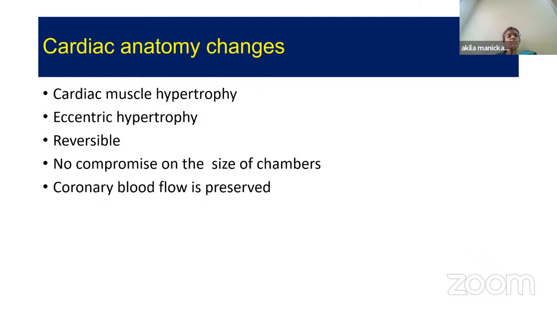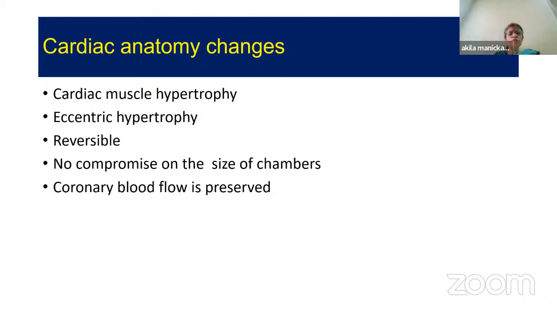When you consider the anatomy, what are the morphological changes which occur? There is cardiac muscle hypertrophy. When I say cardiac muscle hypertrophy, there is increase in size of the cardiac muscle cells, and the type of hypertrophy which occurs is eccentric hypertrophy, and it is often a reversible hypertrophy, unlike a hypertensive patient which we see normally.